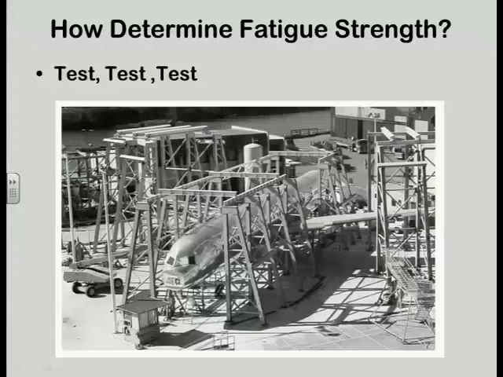So how do we determine this? Well, you pretty much have to test. And if the situation is life-endangering, such as an aircraft, you really have to test a lot. And what you see there is, I can't remember if that's a 757 or 767. It's one of the more recent Boeings. I got this picture from them. And it's in a test rig. This is a finished fuselage and wing assembly. The engines are not on yet.